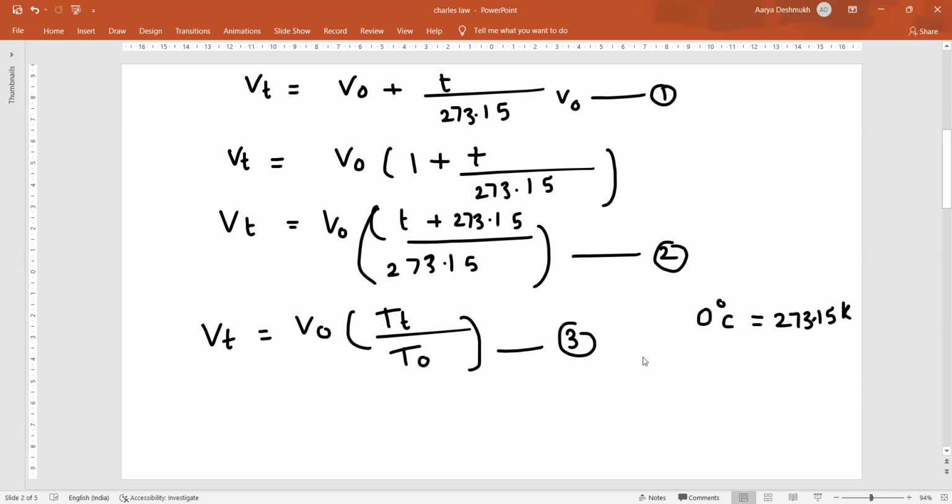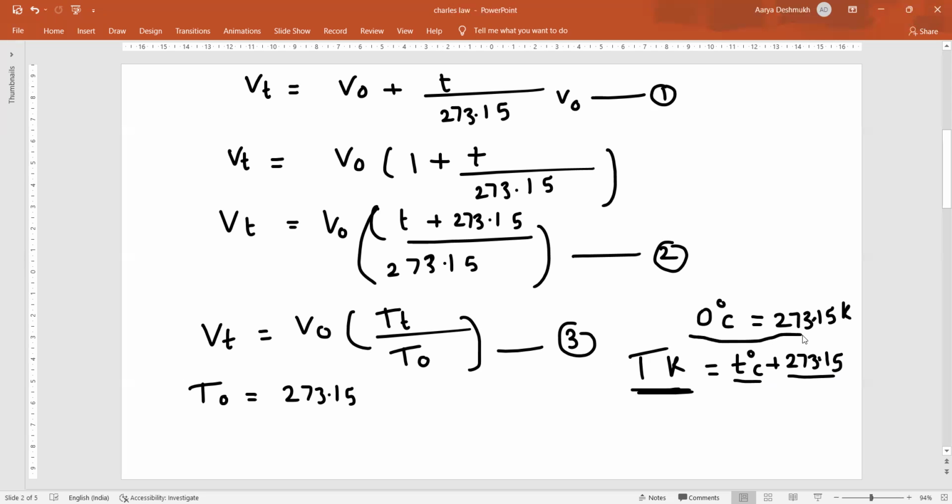Now what is this capital T? This is the temperature in Kelvin. So you can write temperature in Kelvin, you can denote it by capital T. So that will be equal to t degrees Celsius plus 273.15. Means this is capital T, you express in Kelvin, and this is in degrees Celsius. When you add these two, you'll get Kelvin. Now T0, what is this T0? This is nothing but 273.15, because 0 degrees Celsius equals 273.15. You can see here.